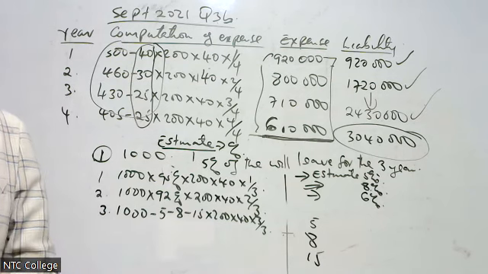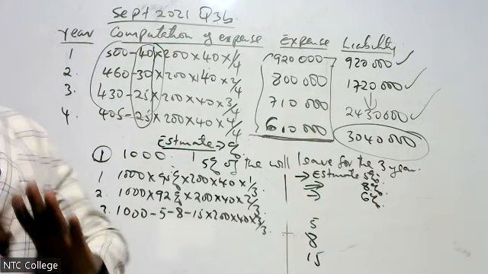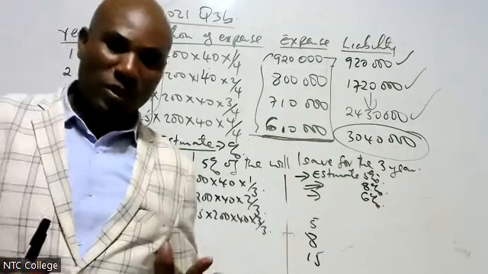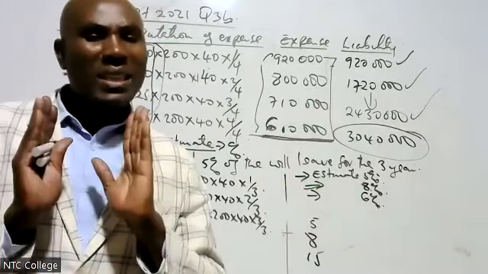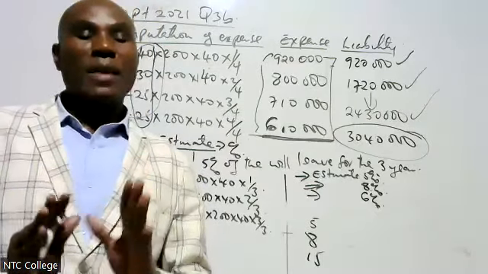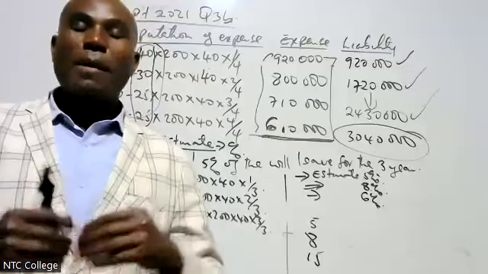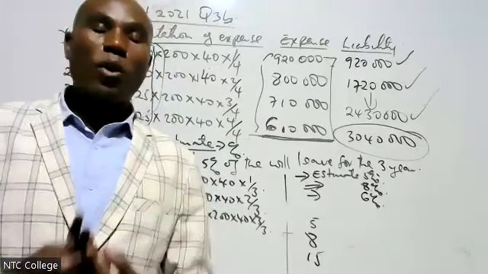Why final 5 minus 8 minus 15? Because in year one, we were using the estimate of 5%, estimate of 8%. But when I come to year three, that is the year of compensation. That's why I'm putting the exact, because that is the year of compensation.